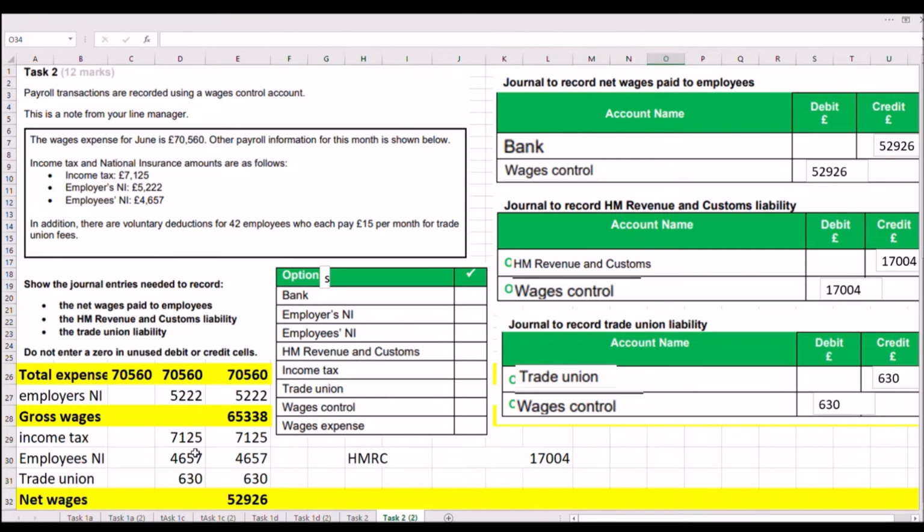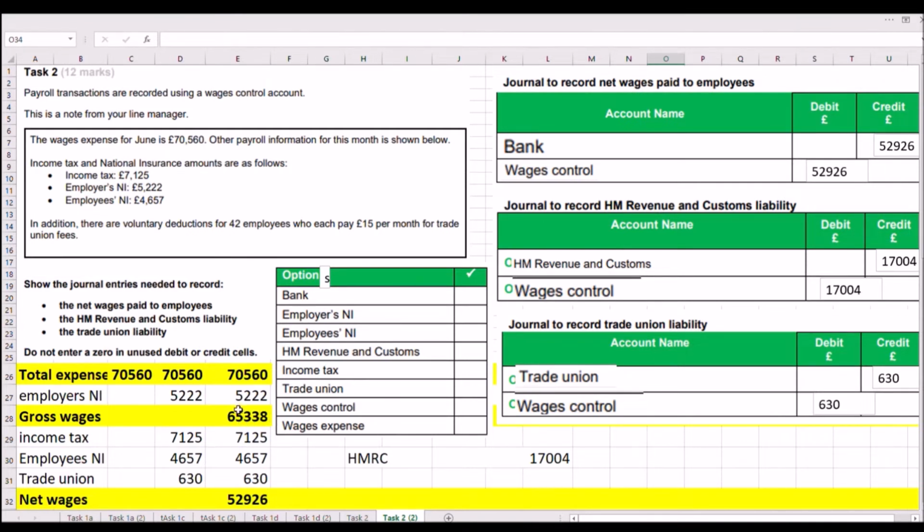And so this is what our table now looks like. Now we're going to deduct the employer's national insurance off the total expense to get to the gross wages. And then we're going to deduct these employees' expenses to get to the net wages. And that's how you create these other two numbers in here.